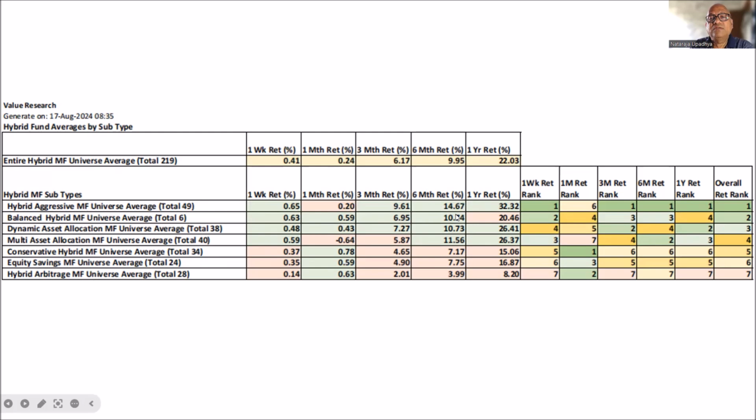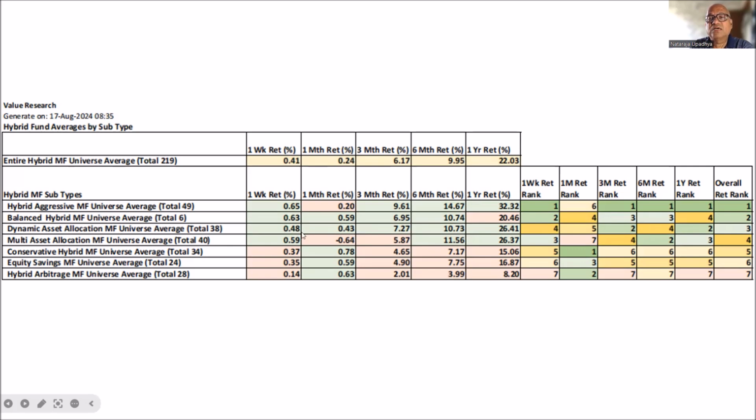Now balanced hybrid was below average on an annual basis, right? Now the dynamic asset allocation was above average in all timelines. Okay. Then you may ask a question, why it came third in the rank.